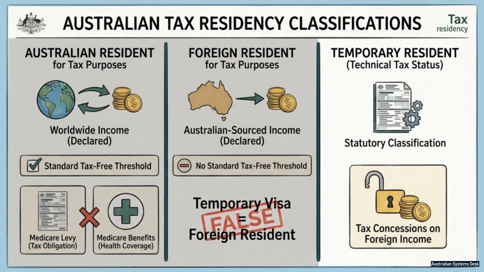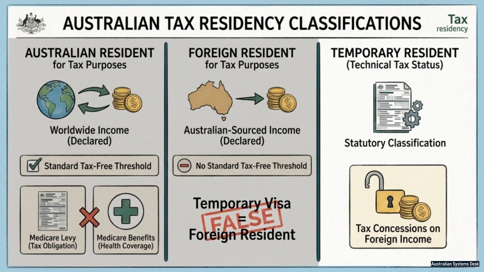An Australian resident for tax purposes generally declares income earned both in Australia and overseas. This category usually provides access to the standard tax-free threshold. While tax residents are often liable for the Medicare levy, this status does not automatically grant you eligibility for Medicare health benefits. The two systems operate independently.